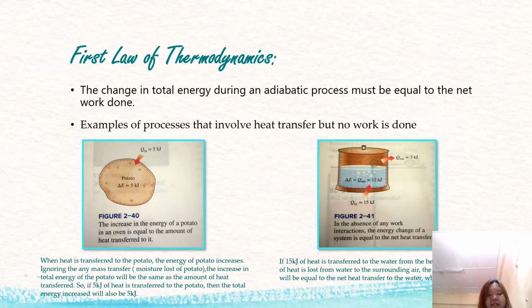In the second example, you can see that 15 kJ of heat is transferred to the water from the heating element, and 3 kJ of heat is lost from the water to the surrounding air. The increase in energy will be equal to the net heat transfer to the water, which is 12 kJ.